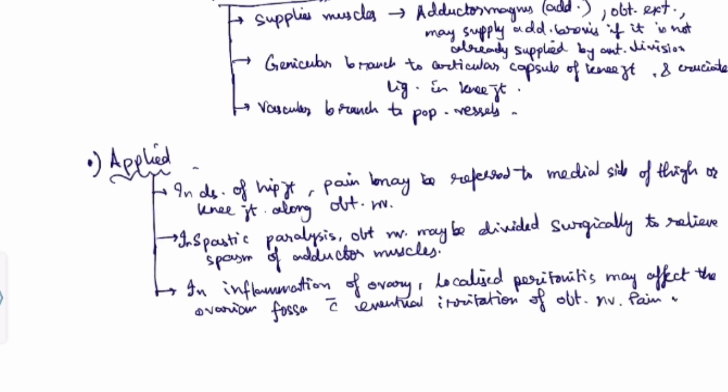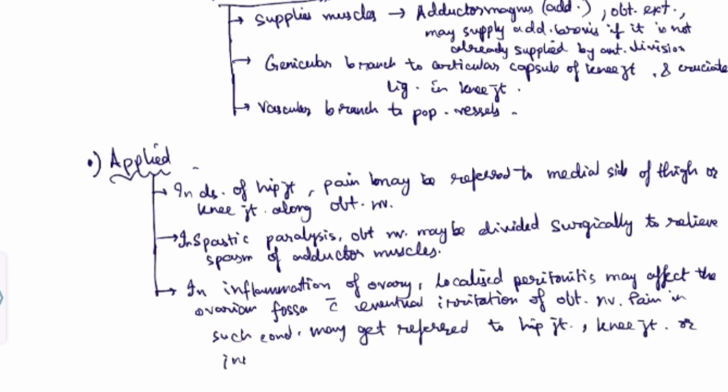Pain in such condition may get referred to hip joint, knee joint, or inner side of thigh. So what our sir said is, suppose a patient has come complaining of pain in both hip joint and knee joint together, and the medial side of the knee joint is paining. Female patient, right? So you have to suspect something is wrong with the ovary.